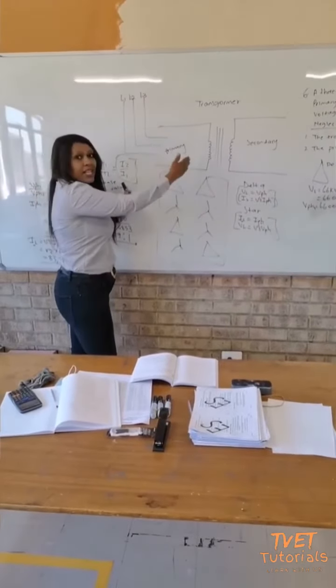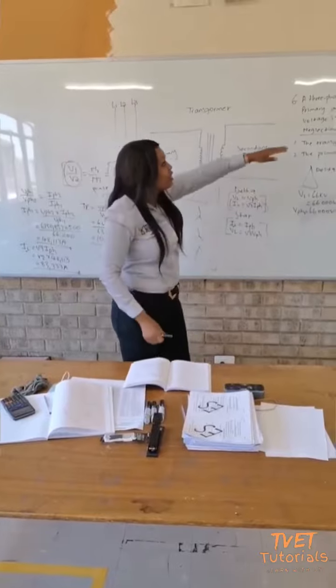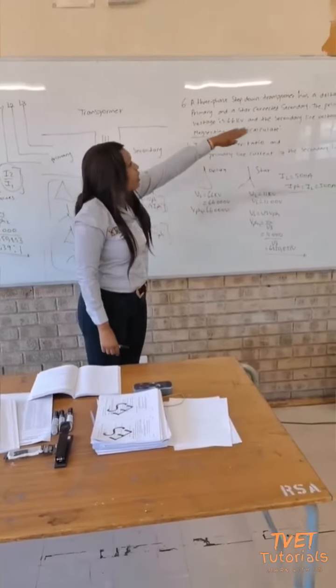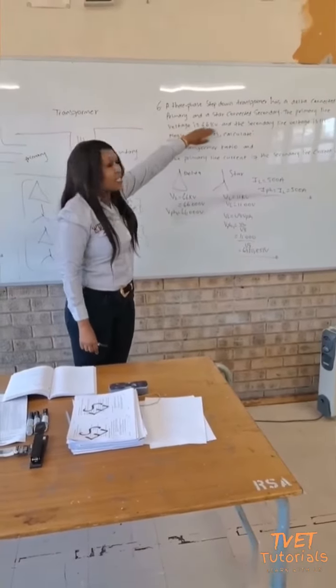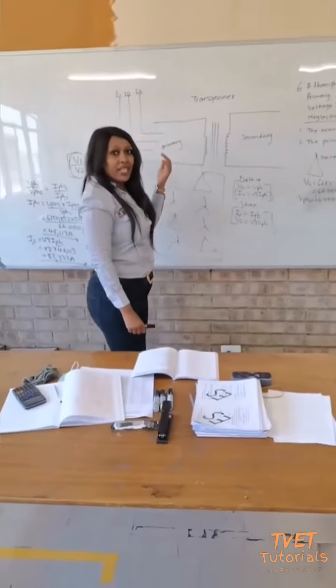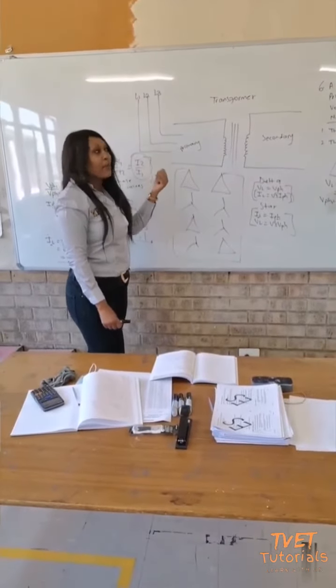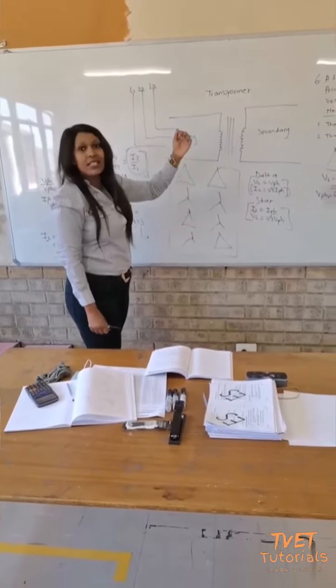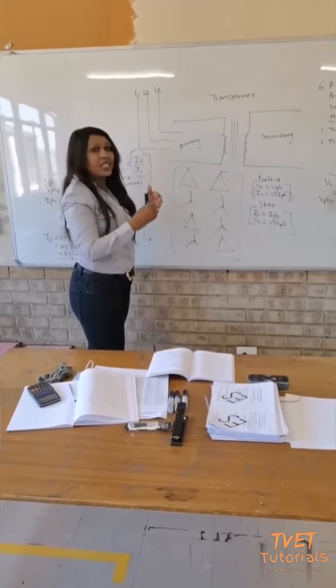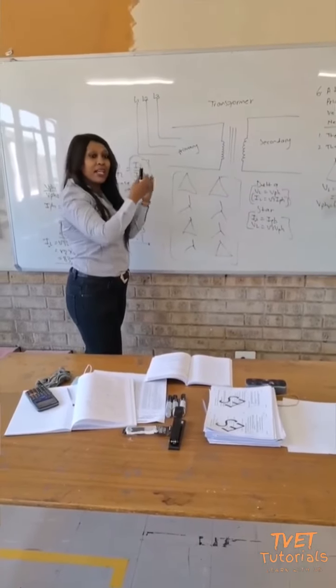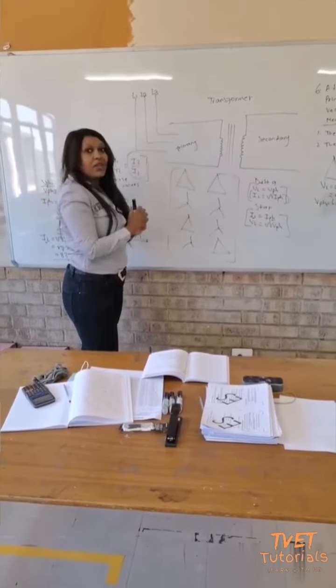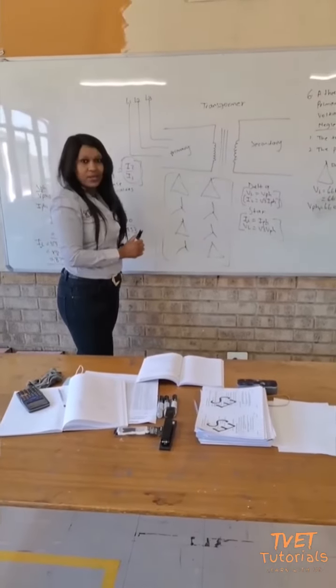So this is your supply side. Even if they did not mention that the primary line voltage is 66,000 from the primary side, they will just say the supply has 66,000 volts. You must know the voltage that's from the supply is the primary side of your transformer.